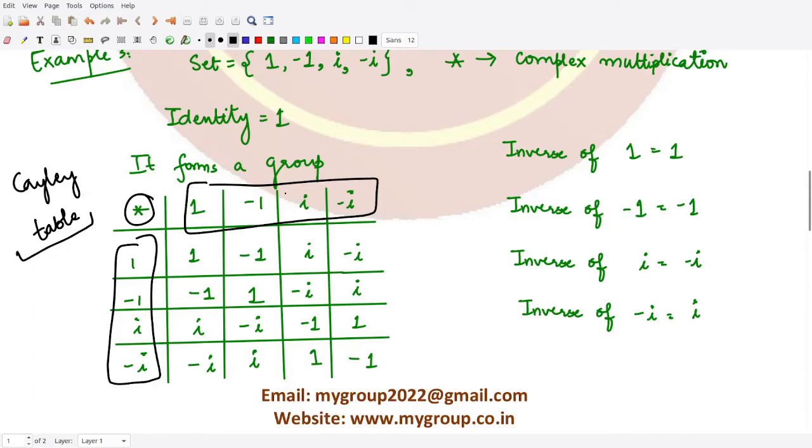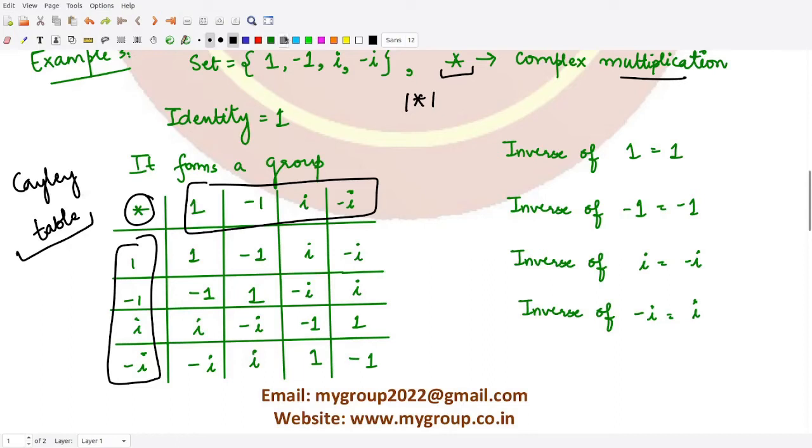Now we have to see what do you obtain when you have 1 star with 1. So we are multiplying 1 with 1 because here the operation star is multiplication. So you have 1 into 1, that is 1, 1 into -1 is -1, 1 into iota is iota, 1 into minus iota is minus iota. Then you have -1 into 1 is -1, -1 into -1 is 1, -1 into iota is minus iota, -1 into minus iota is plus iota. Similarly you can fill out these two rows also, right? So this is the table that we obtain in this case. This is the Cayley table.